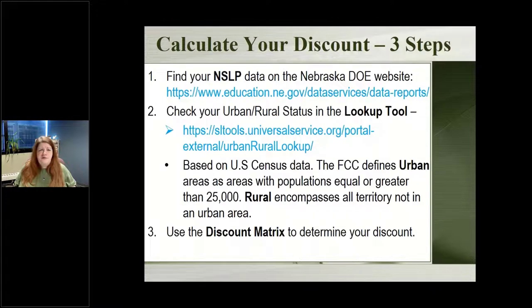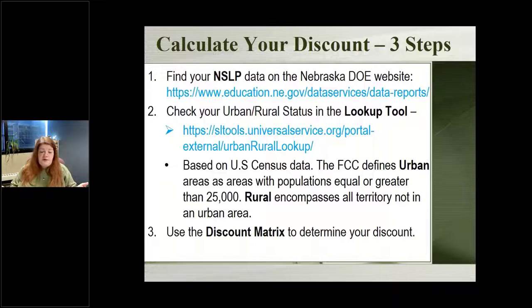So where do you get these numbers from? Luckily for us here, the Nebraska Department of Education posts their school lunch numbers on their website, and I've given you the link here. All the links in this presentation are also available on our E-Rate website that I'll show you at the end of the workshop. You can look up your school district and find out what percentage of the children are eligible. Then USAC has a lookup tool on their website to see whether you're considered urban or rural. As far as the FCC is concerned, urban areas are populations equal to or greater than 25,000. Anything below that is rural.